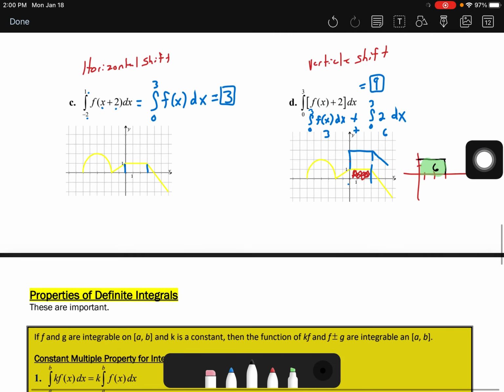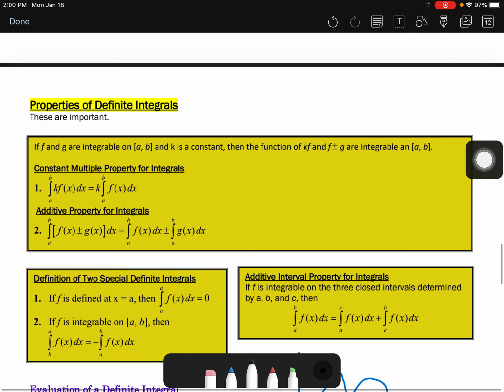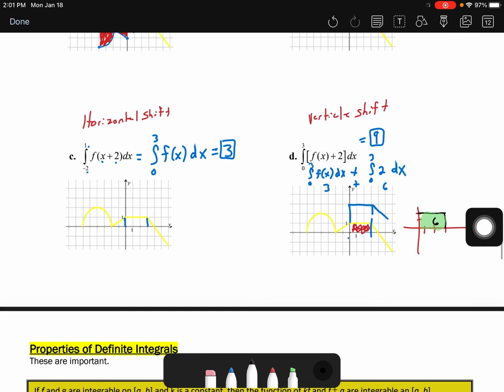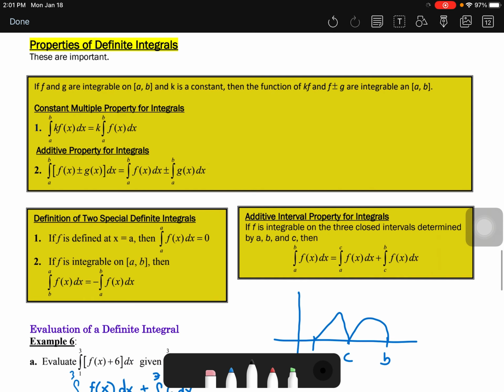Okay. All right. So some properties. Constant multiple property. So let's just say the function is 2 times f of x or something, we can take that 2 out and multiply that times the value of our definite integral after we do that piece. I guess I didn't see any like that up here yet. We'll have some of that coming up.